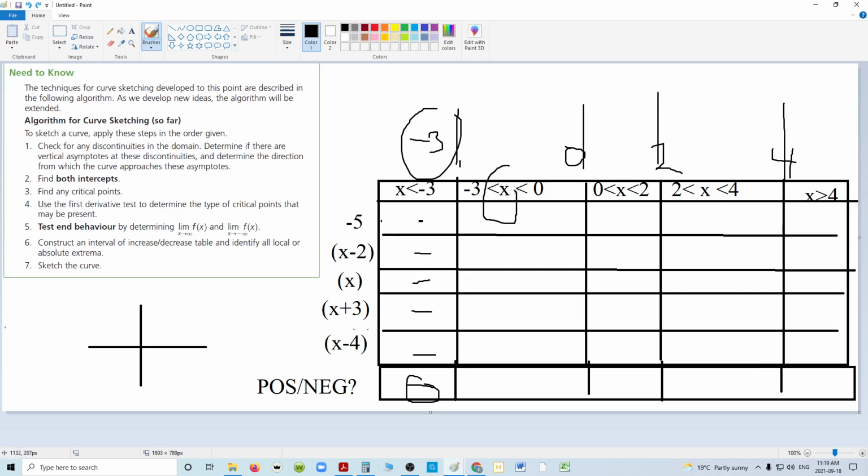Then you pick a number here that's between -3 and 0. A good one would be -1 because it's easy. Obviously the -5 is going to be minus. So you can see the -5 is contributing a minus no matter what, so we would put in a minus for all the boxes. That's important, because if you forget the -5, you will have the opposite result down here. But anyway, -1 into here, we get a minus.